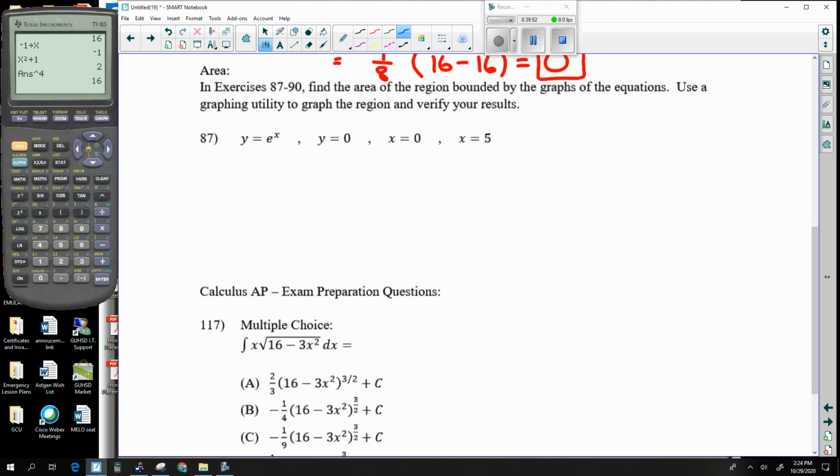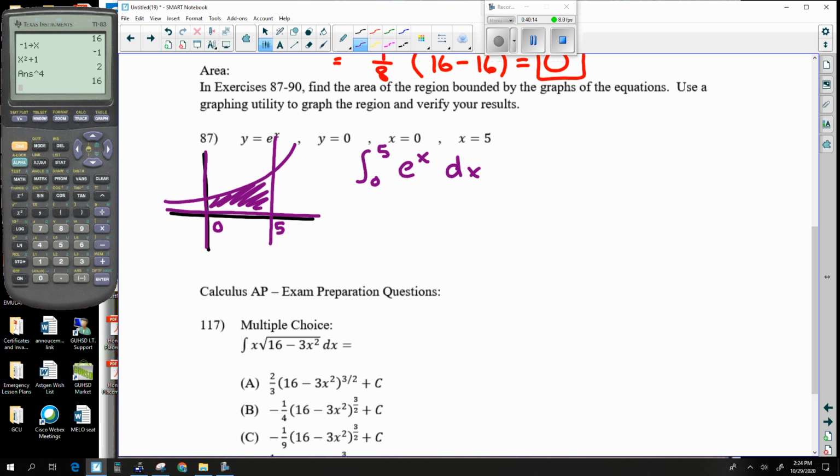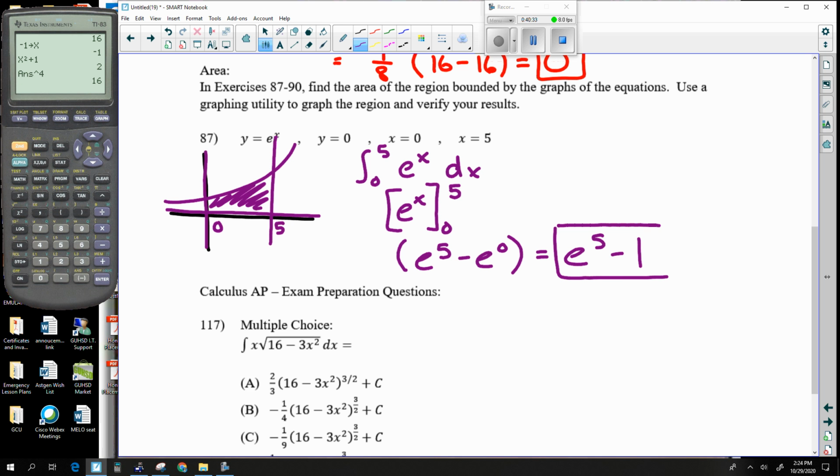Okay, find the area bounded. So we have an e to the x. Y is 0. X is 0. X is 5. So this would be the integral from 0 to 5 of e to the x. Everything to the 0th power is equal to 1. Don't forget that.